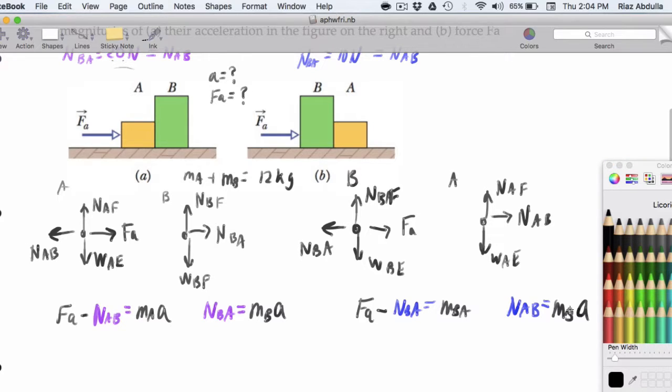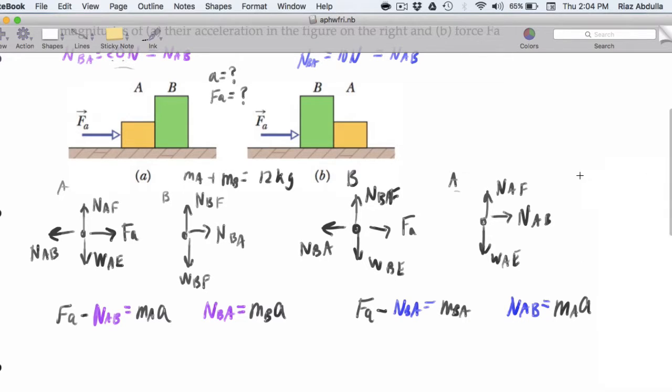I also know that N on A due to B equals the mass of B times A. Sorry, not the mass of B. Let me write that again. The mass of block A times its acceleration, because that's the block that's being pushed by the contact force, or the normal force.